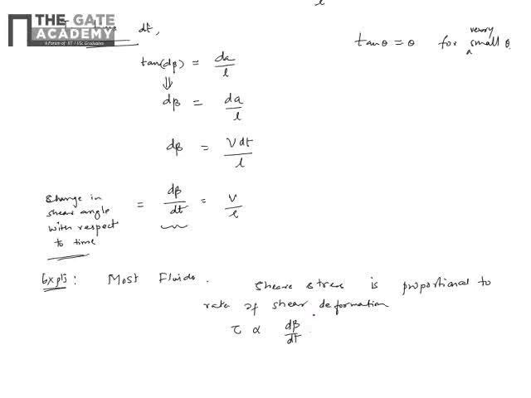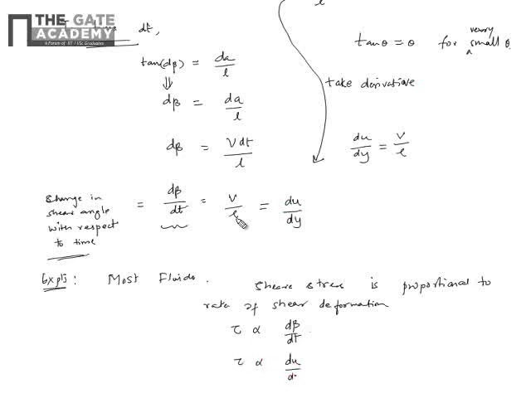So y by L, v by L, I can also write this v by L from this expression. If I take the derivative, you will get this. So v by L is basically du by dy, and that's why the shear stress is proportional to du by dy. This is what is observed for most fluids, and such fluids are called Newtonian fluids.